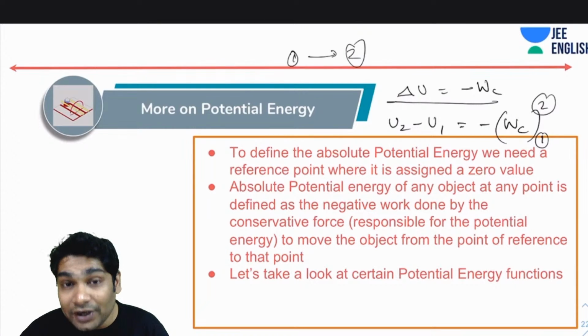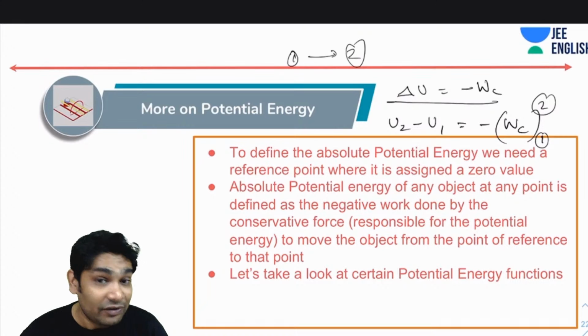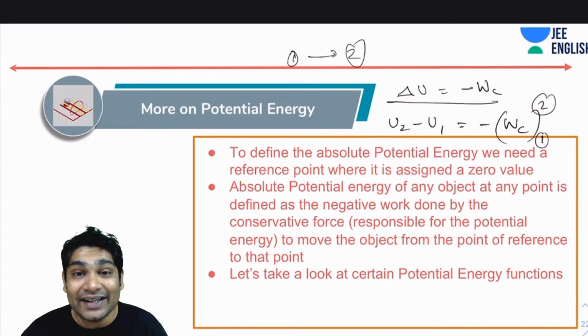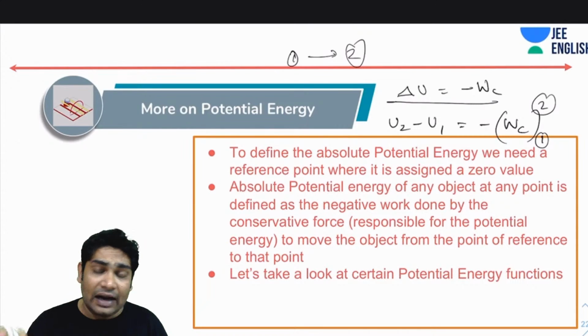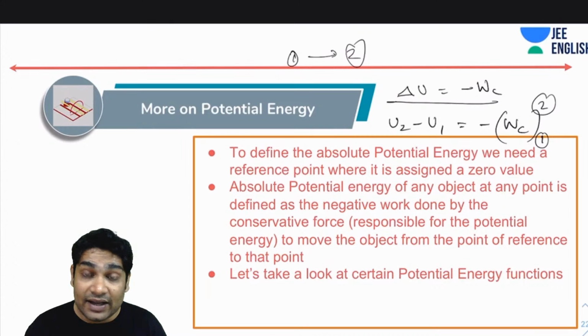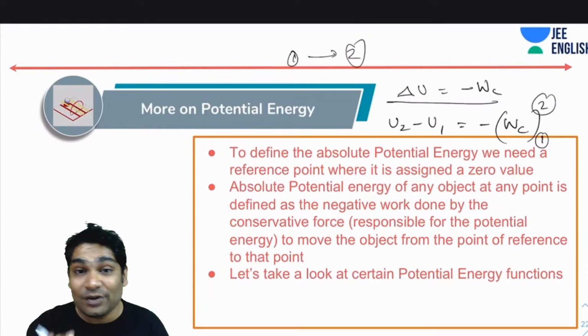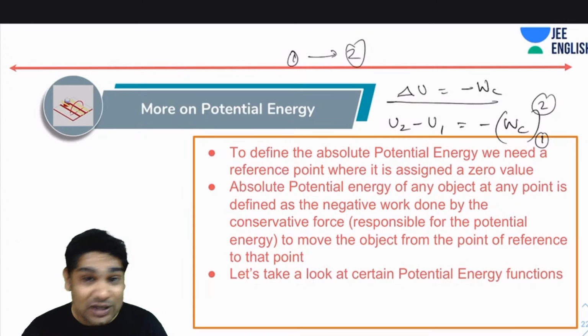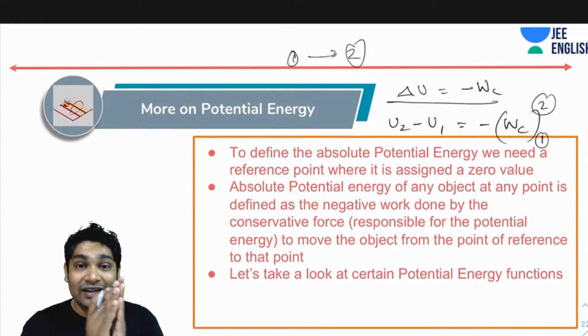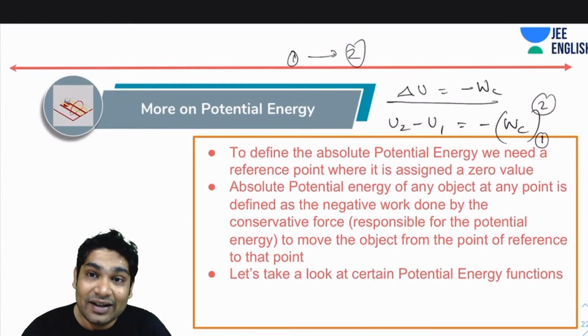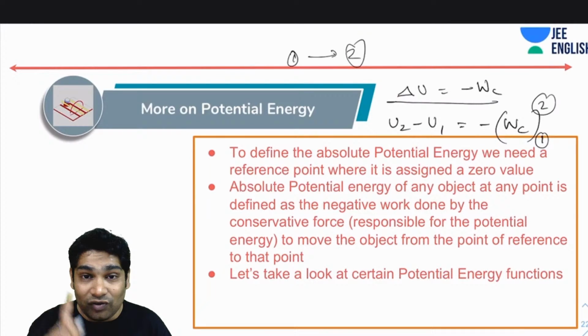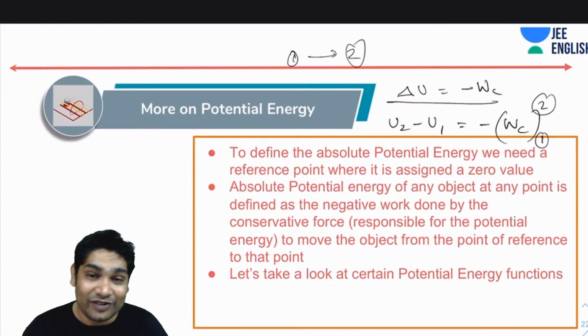Now, if I want to define an absolute value of potential energy, then what we do is we take some random position as a reference point. I will choose any random position. That is completely up to me. I can say, okay, I will consider the potential energy to be 0 here. That is what I mean when I'm saying that we need a reference point. We choose a point where we say the potential energy here is 0, and that becomes my reference point. And when I assign a 0 value to one point, now I have absolute potential energies of different points.